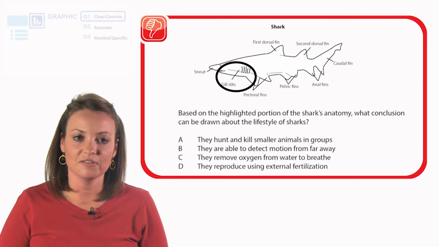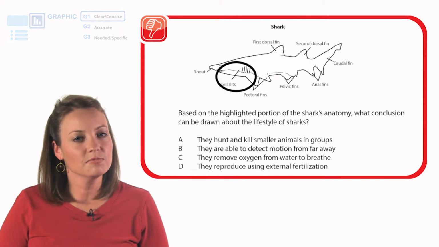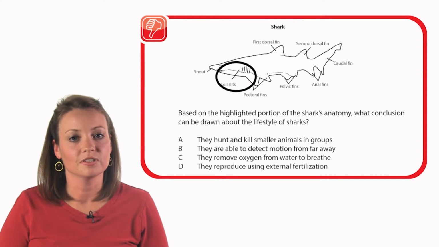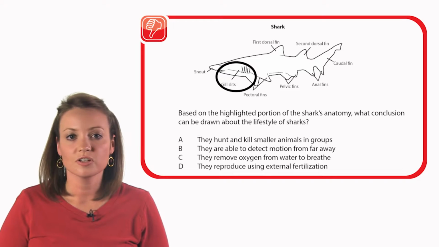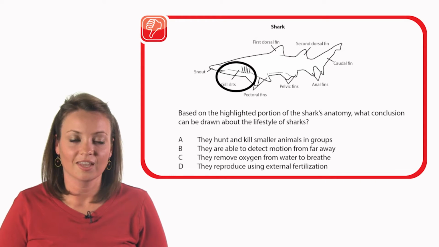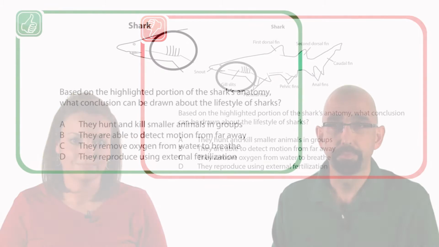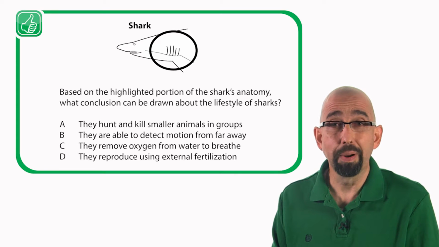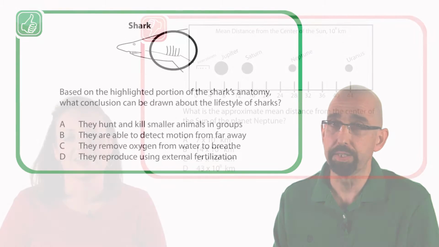This example also fails at criterion G1, clear and concise. The example is flawed because despite the attempt to focus the student's attention on one area of the diagram, there is still too much information. This is a common problem when borrowing images. There is often much more information than you need. This example is improved by replacing the diagram with a simpler one that removes the unneeded information.